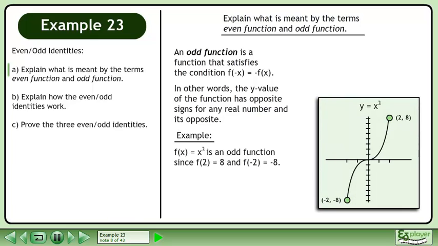For example, f of x equals x cubed is an odd function since f at 2 equals 8 and f at negative 2 equals negative 8. Odd functions have a rotational symmetry of 180 degrees.